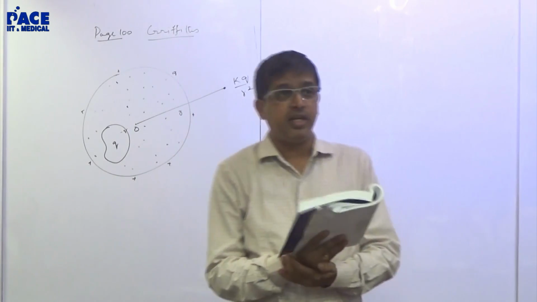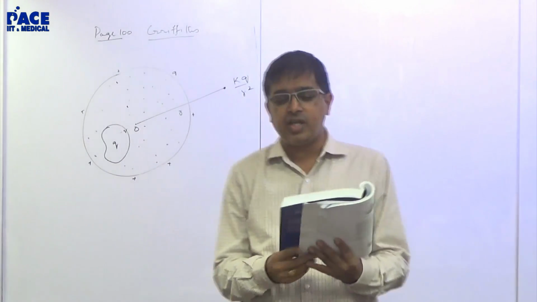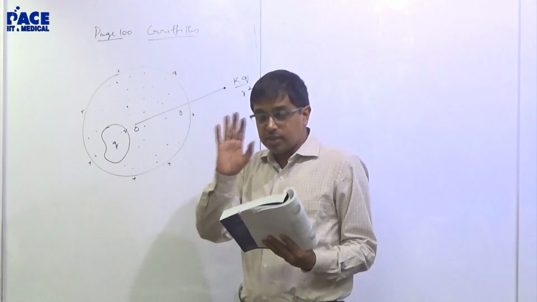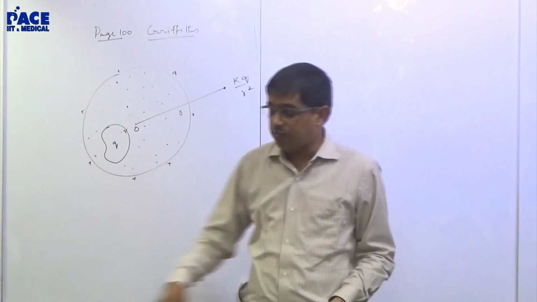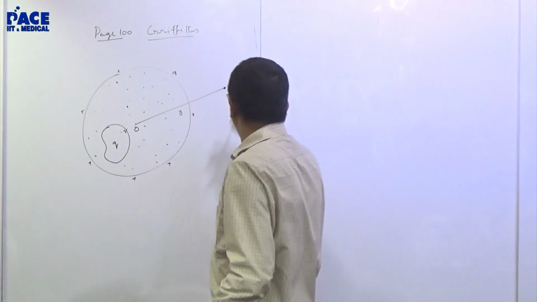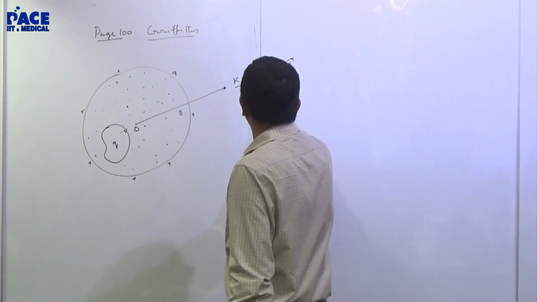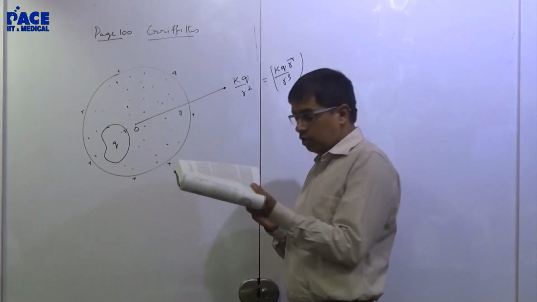Listen to the explanation carefully. At the first glance it would appear that the answer depends on the shape of the cavity and the location of the charge. But that's wrong. The answer is KQ by R square. He writes it in vector form. What is this vector form? KQ by R square times R hat. This is the magnitude, this is the direction. No big deal.